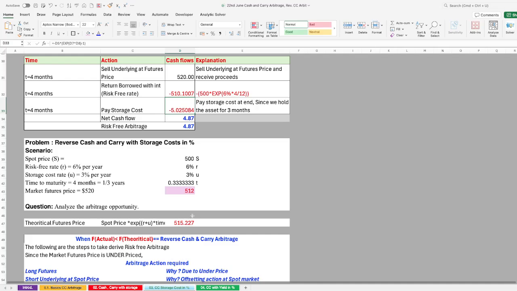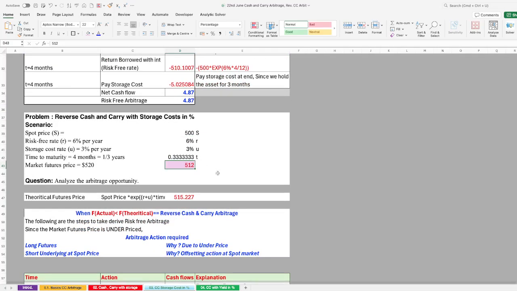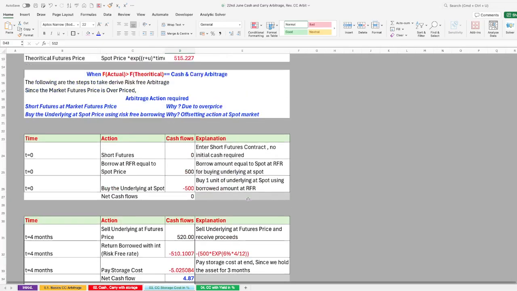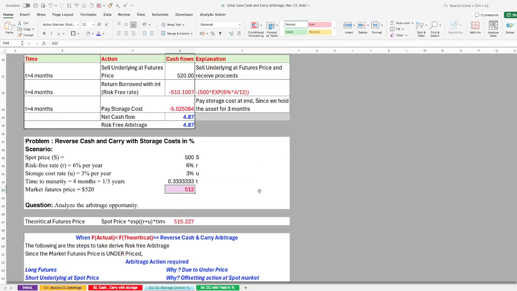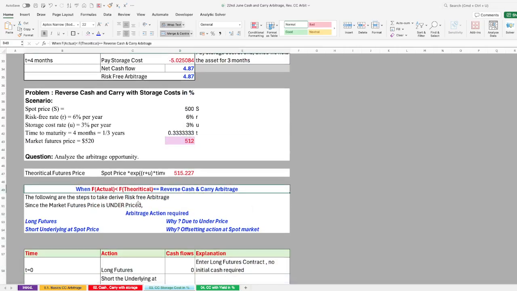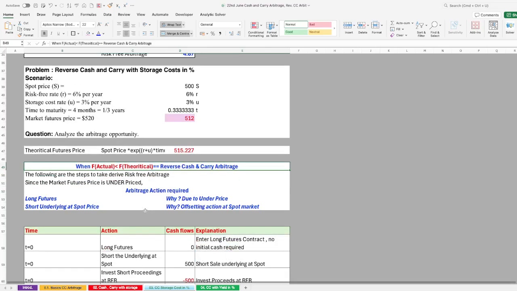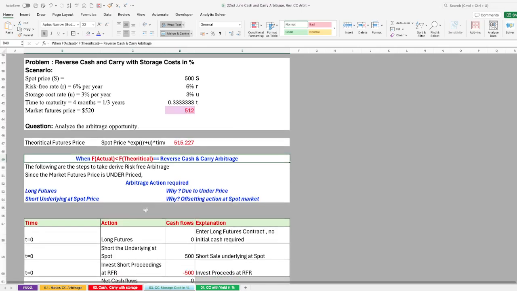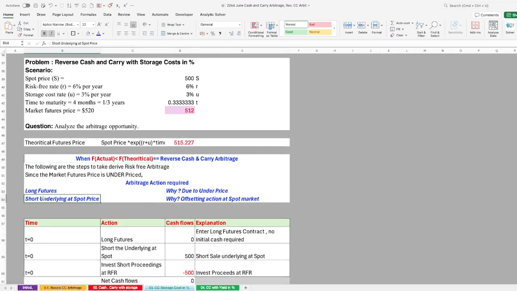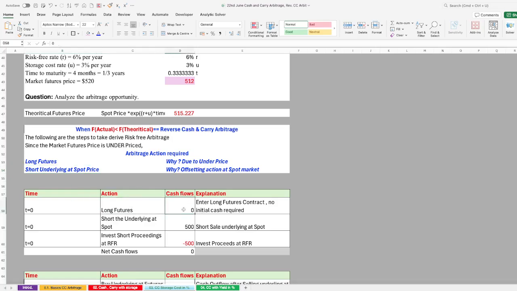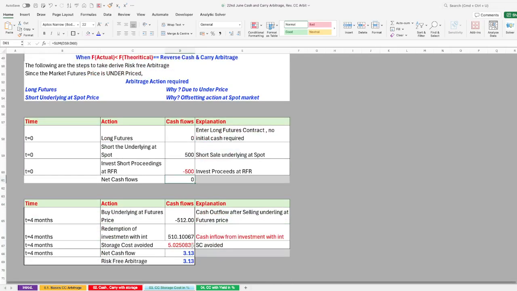Now, it's the same thing for reverse cash and carry, same example, except we'll assume the market price as 512 instead of 520. So the market futures price is less than the theoretical price. So we'll say reverse cash and carry arbitrage. That means buy the futures, sell the underlying. Buy the futures, no cash flows, sell the underlying, get the money, invest the money. Net cash flow is zero.